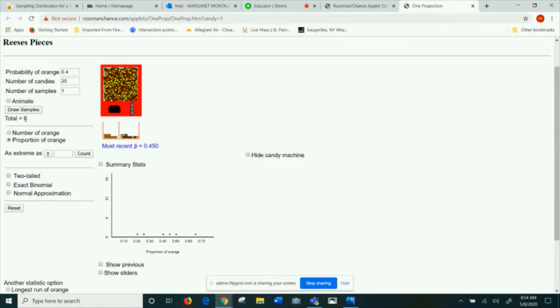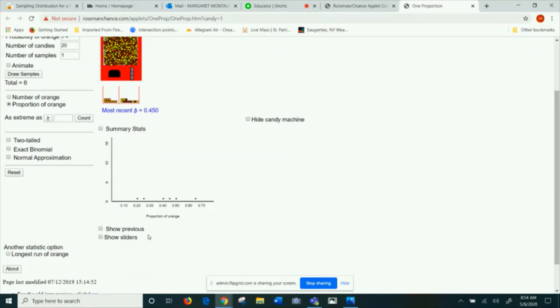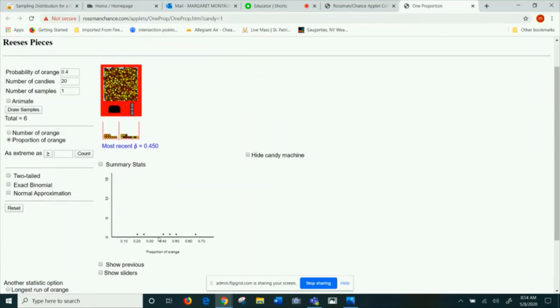Right now I have a total of 6 samples that have been drawn, and the proportion of orange has been found and indicated on the dot plot here. So I'll get up to 10. On this 10th drawing of 20 candies, we have 2, 4, 6, 7 out of the 20 that were orange. So that's 0.35. 7 divided by 20 is 0.35, and that's been placed down here on the dot plot. Okay, so I've got 10 dots because 10 samples have been drawn.